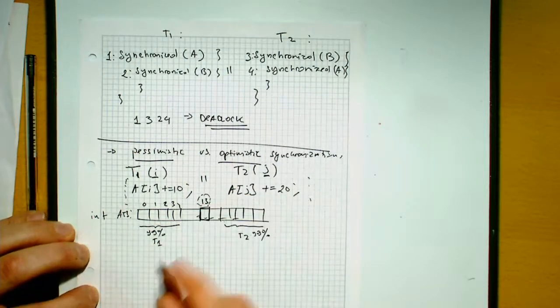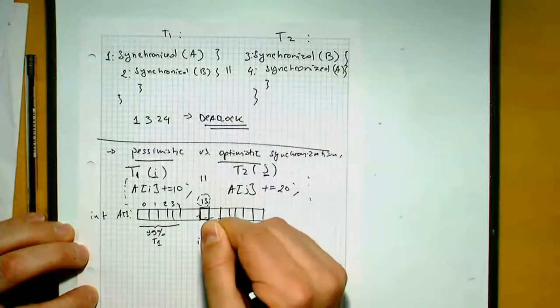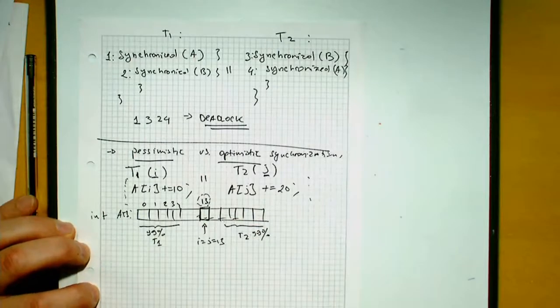And occasionally i is 13, i is equal to j is equal to 13. So they just want to occasionally, 1 in a million times, touch this thing. What should I do now? So, what am I going to do now?